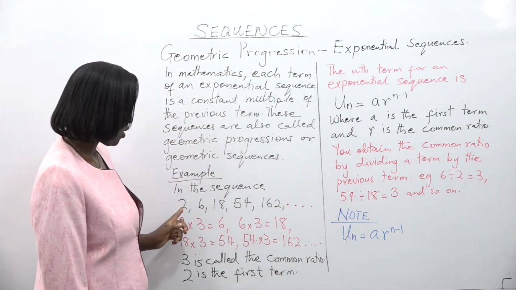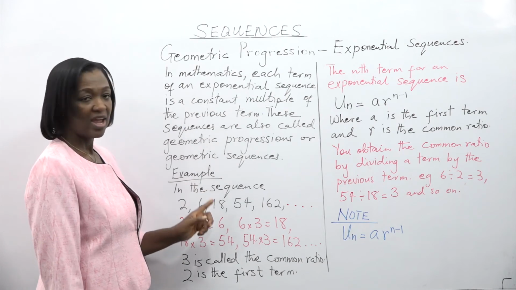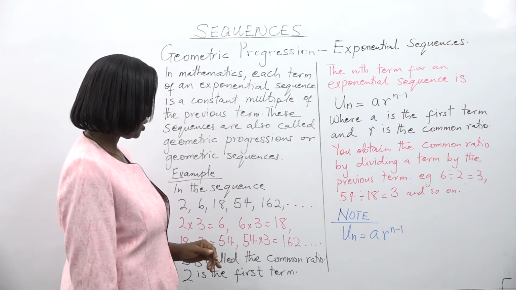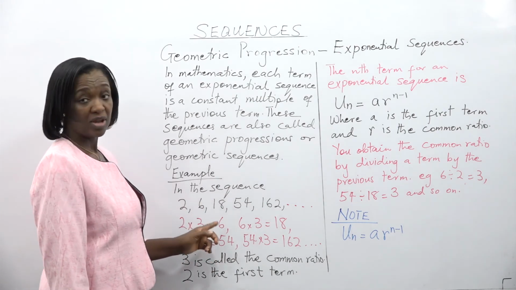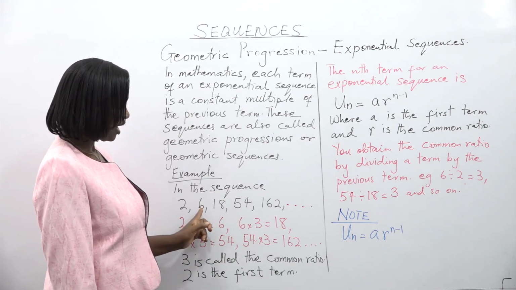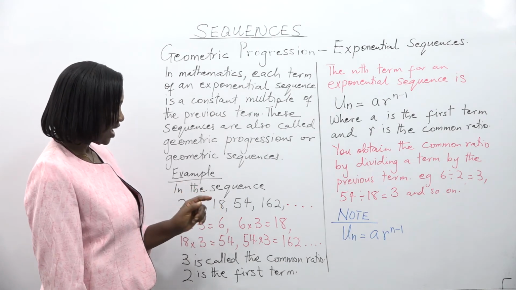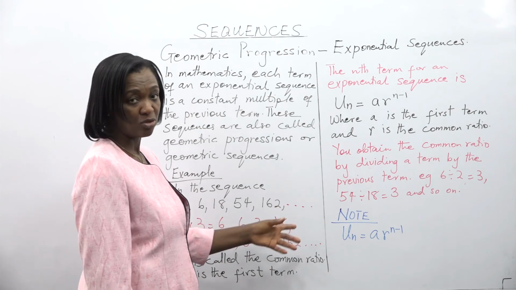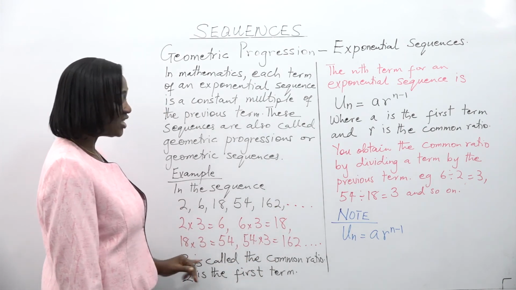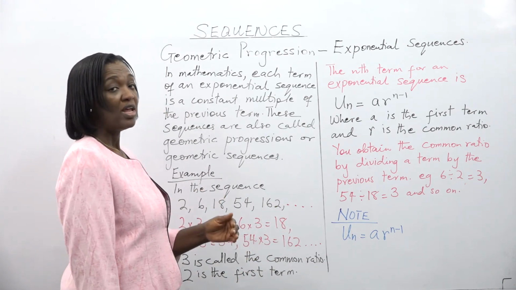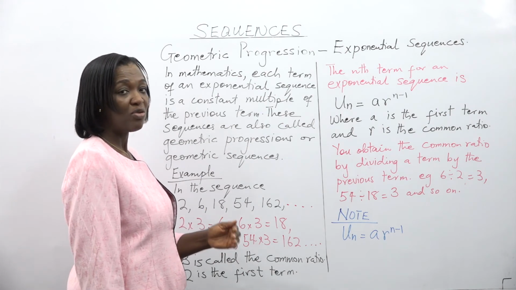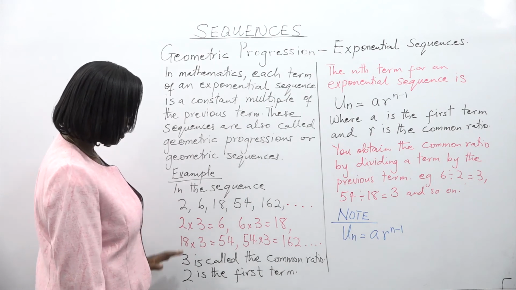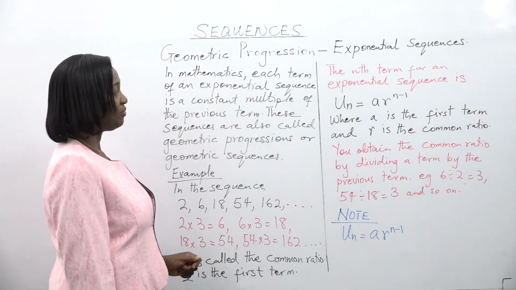For example, in the sequence 2, 6, 18, 54, 162, and so on, 2 times 3 will give us 6. 6 times 3 will give 18. 18 times 3 will give 54. 54 times 3 will give 162. So that means that 3 is the common ratio. The next term is 3 times the previous term. And in this sequence, 2 is the first term.